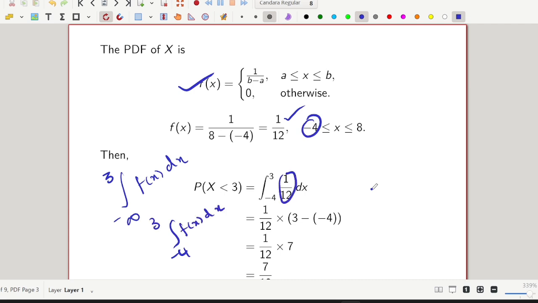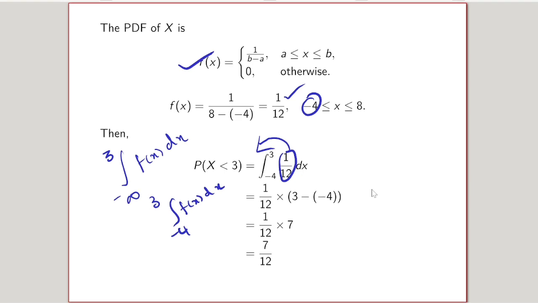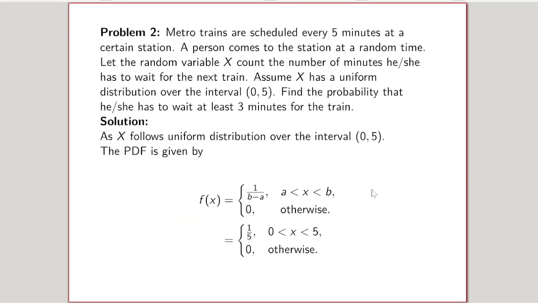f(x) value is 1/12. We can take it outside. If we integrate 1, we will get x, and substituting the limit, it is 3 minus of minus 4. It will be 3 + 4, which is 7. So the answer will be 7/12. Let's see the next question.